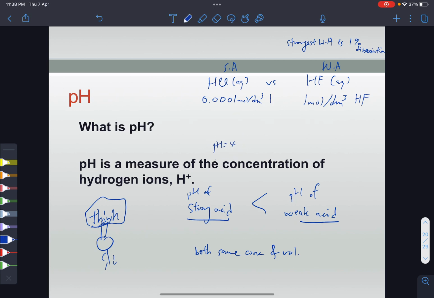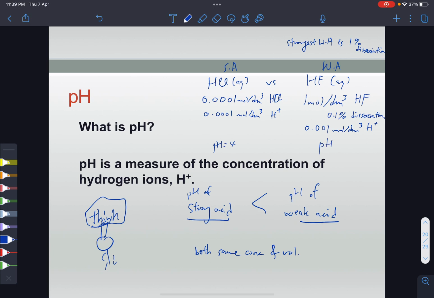So this is 1 mole of HCl, which means it's 1 mole per dm cube of H plus, because a strong acid dissociates fully. For a weak acid, let's say 1%... actually, don't even say 1%. Let's say this one has 0.1% dissociation, hypothetically speaking. So 0.1% of 1 mole per dm cube is 0.001 mole per dm cube of H plus.